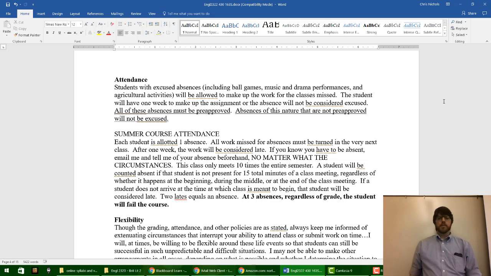All absences must be pre-approved. Absences of this nature that are not pre-approved will not be excused. So I need to know ahead of time if you have a situation coming up that you know you're not going to be here for some kind of school-related activity.